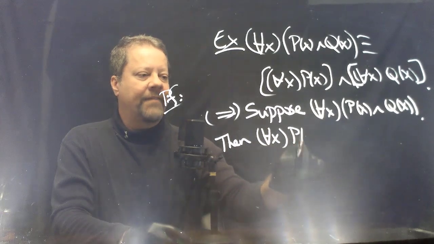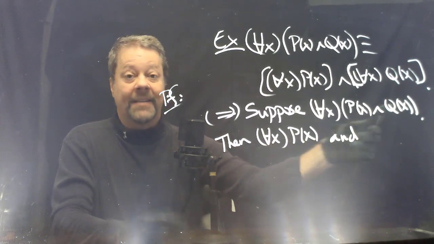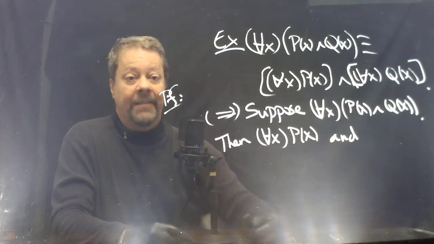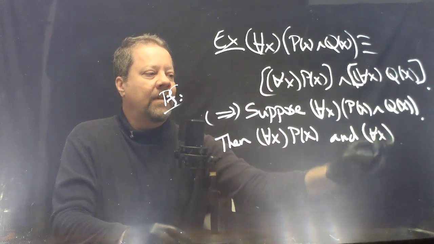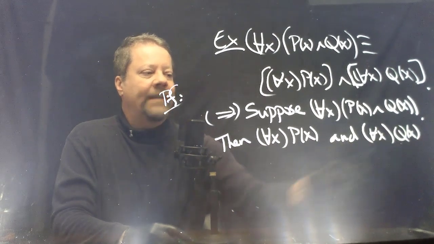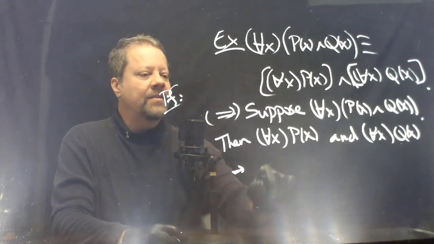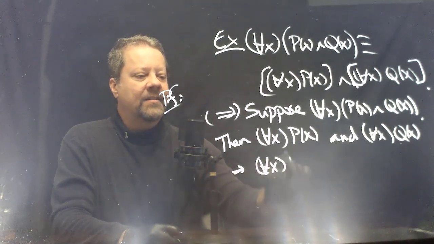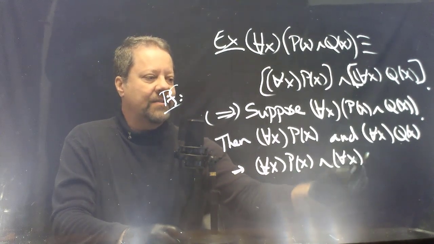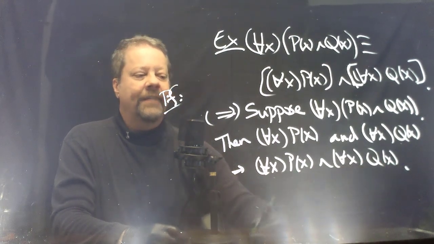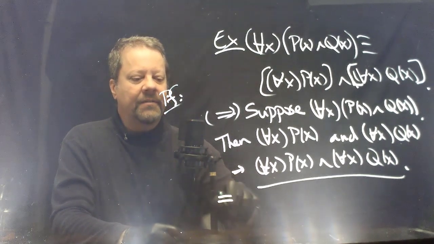Then for all x, P of x is true, because P of x and Q of x are true, so just P of x by itself is true. But we also have for all x, Q of x is true. And this is an AND statement. So for all x, P of x, and for all x, Q of x. So that's the end of the proof in this direction.